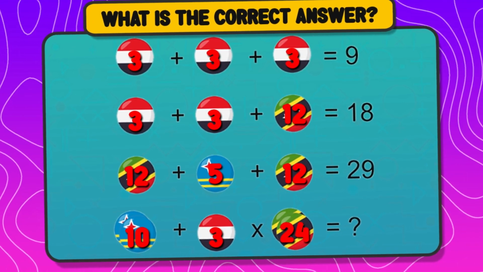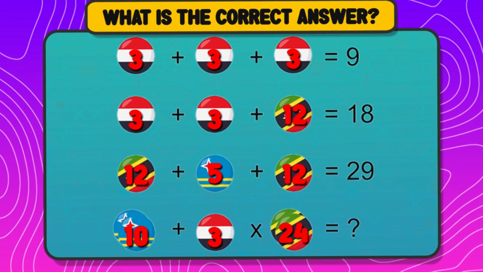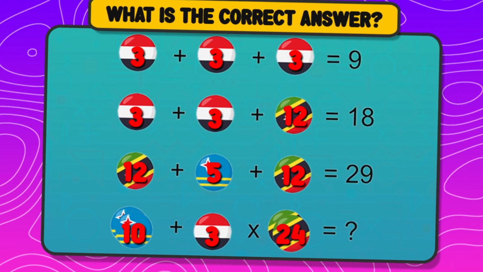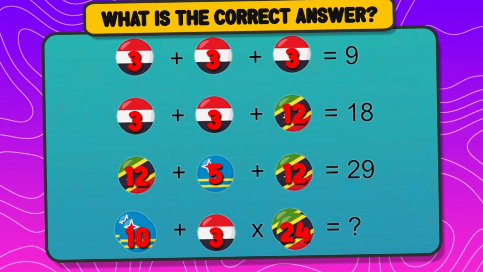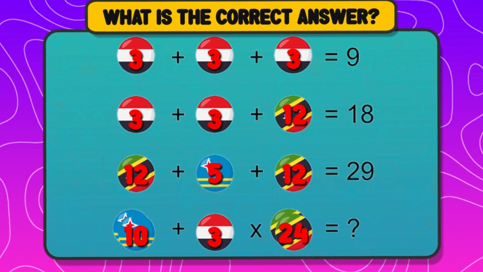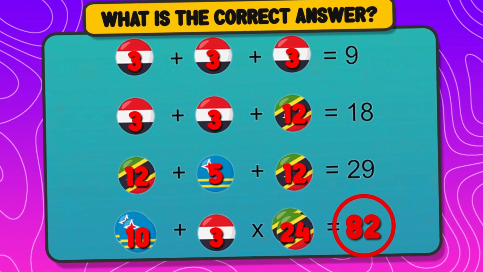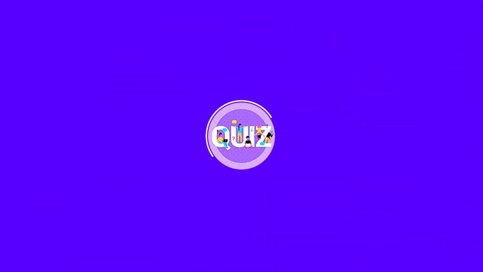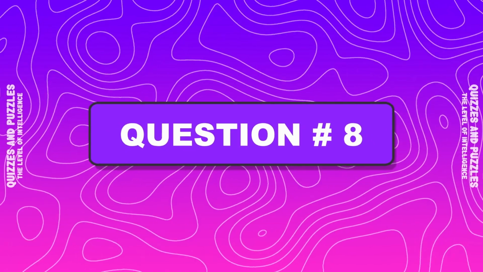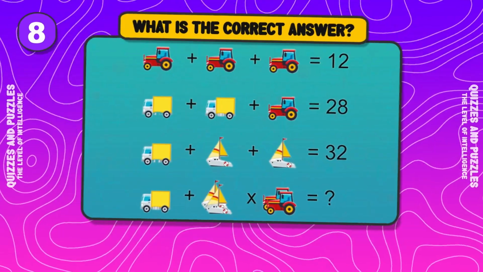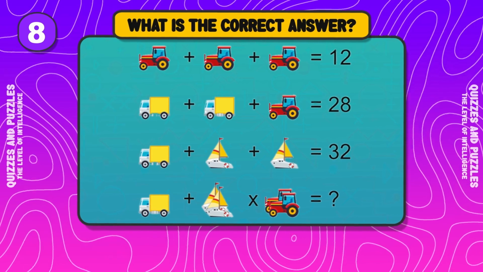In the fourth row, we need to solve the equation by substituting the known values. We multiply 3 by 24, which gives 72, and then add 10. The final answer is 82. Question number 8. Look at the picture and give your answer. I hope it will be correct.